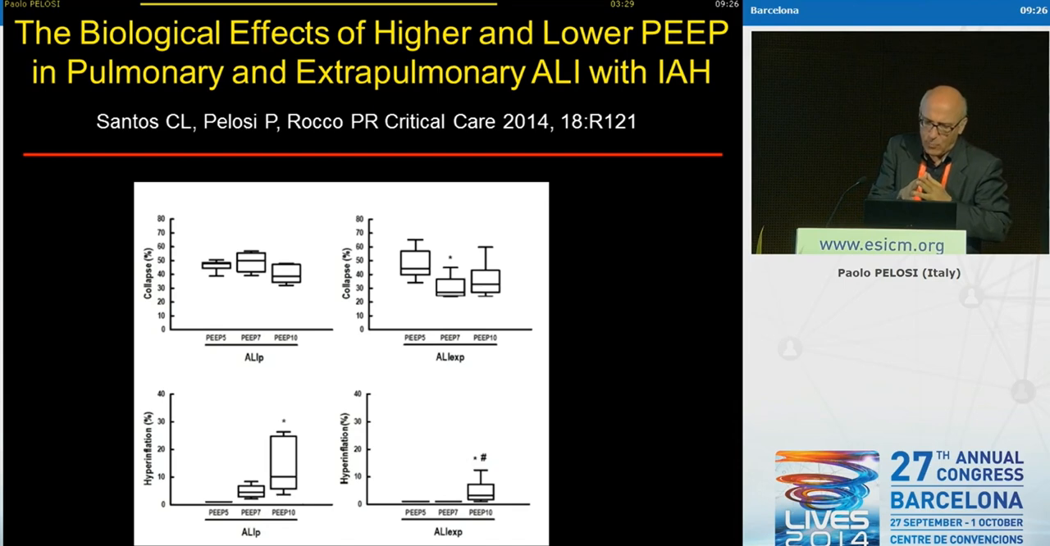So we did a second study we just recently published, and we look at the effects only of PEEP with a constant tidal volume. Again, we found here, this is the effect of PEEP on collapse and hyperinflation. What we found is that in the extrapulmonary lung injury model, we found a reduction in collapse when we increased PEEP. This was less evident in pulmonary RDS. However, in both conditions, we found a high increase in hyperinflation when we increased PEEP.